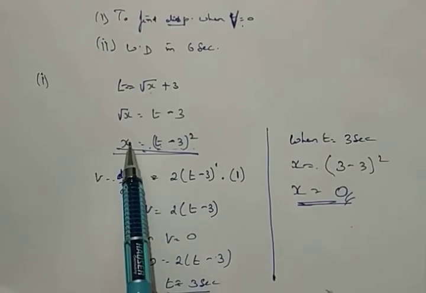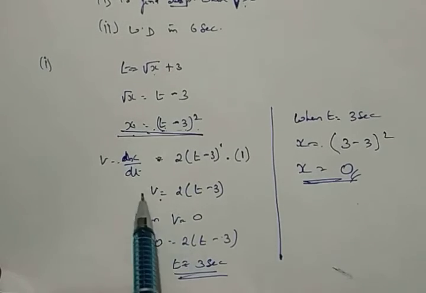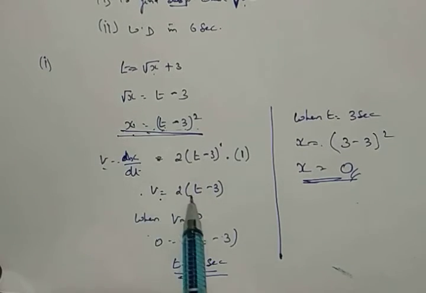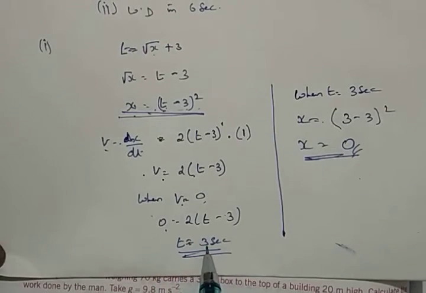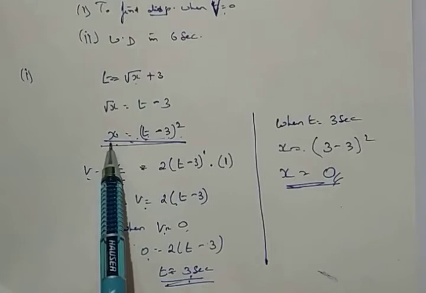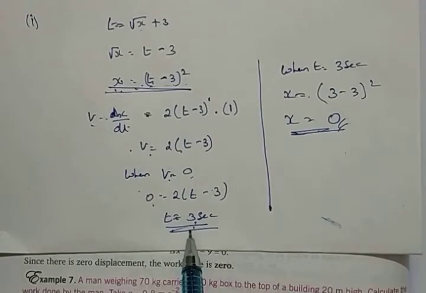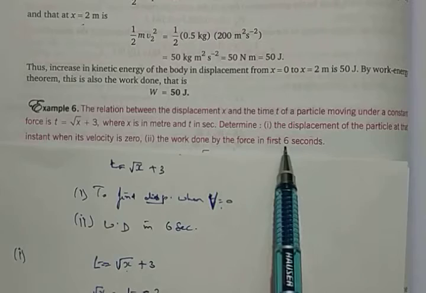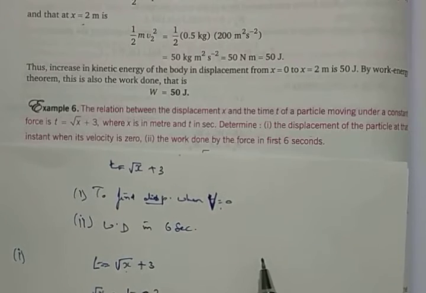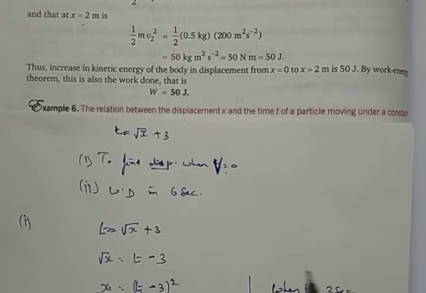You are asked to find out the displacement, so we want the velocity also, because velocity was given here. Velocity is the value of 0, so we did the differentiation and we got velocity. From the velocity we got time, and from the time we came back to the displacement. Right? Now the second part of the question is work done by the force in 6 seconds. So work done in 6 seconds we need to find out. So how will you find out that?